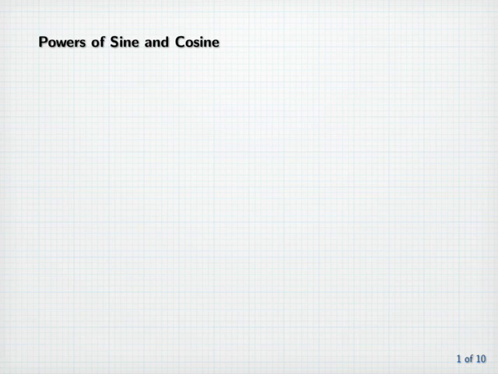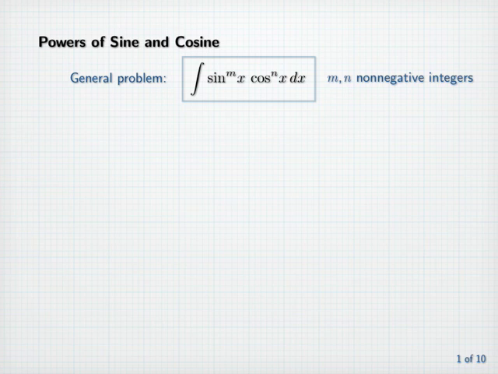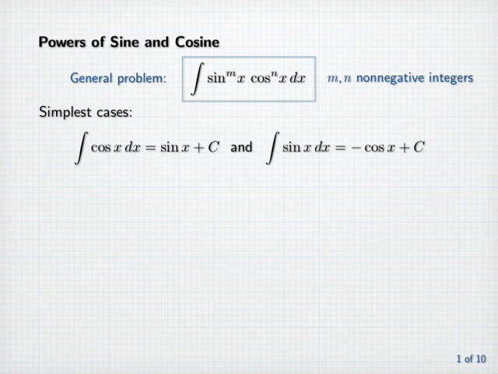The general problem we'd like to address here is integration of the mth power of sine x times the nth power of cosine x dx, where m and n are non-negative integers. Of course, the simplest cases here are where m equals 0 and n equals 1, and we have the indefinite integral of cosine x dx equals sine x plus c, and the case where n equals 0 and m equals 1, and we have the integral of sine x dx equal to minus cosine x plus c.